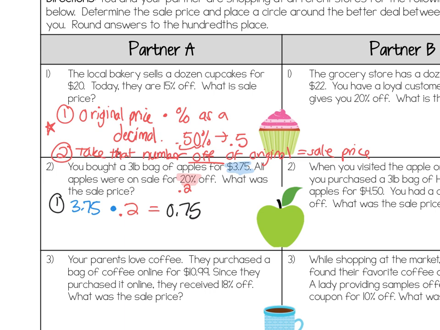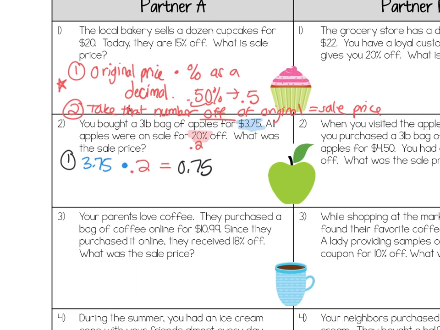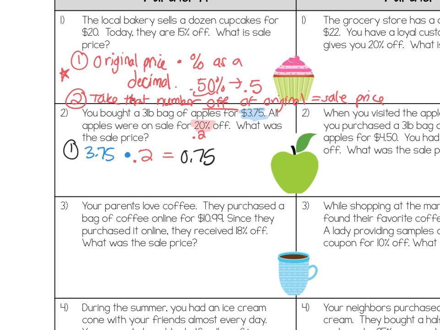So the next step is to take that 75 cents and take it off of the original price, which was $3.75. So in the second step, I'm going to say $3.75 minus the 75 cents is equal to $3. So the sale price of the 3-pound bag of apples is now $3. Okay, let's look at another example. Let's look at example number 3.